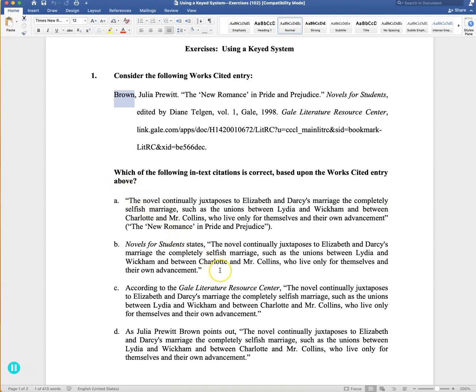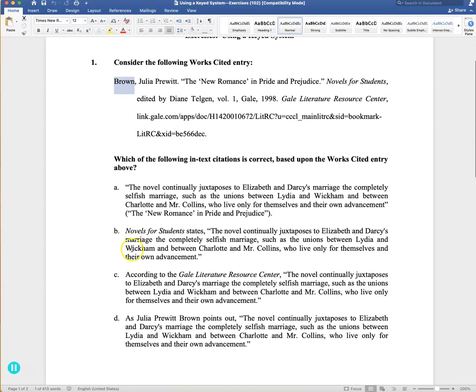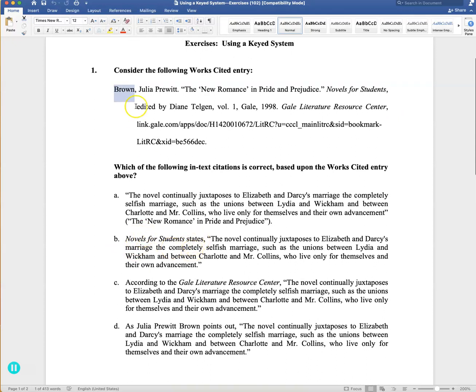All right, how about B? Well, B is also incorrect because the word Brown is nowhere in B. It's instead using the original publication source, which is a journal, as the keyword, but that doesn't match Brown, so that's wrong. C is also wrong because Brown is not in it, and it uses Gale Literature Resource Center, the name of the database. But you never put the name of the database in an in-text citation. That's just not something that should ever happen, because you're either going to be referencing an author's last name, or if there's no author, a title word from the article.